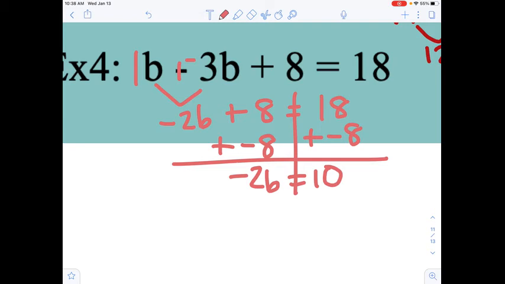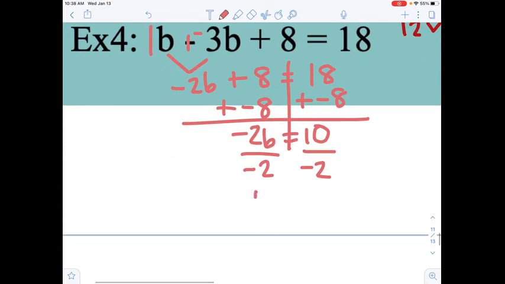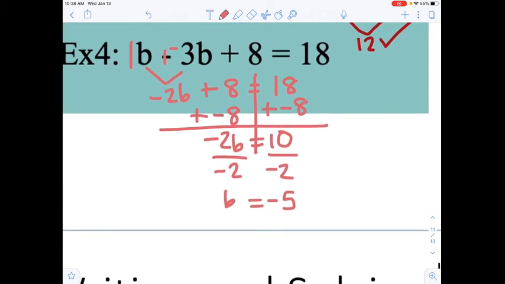Then I need to get rid of my coefficient, which is -2, and right now it's -2 times b. I'm going to do the inverse of that, which is division. So I'm going to divide both sides by -2, and I'm left with b equals -5.